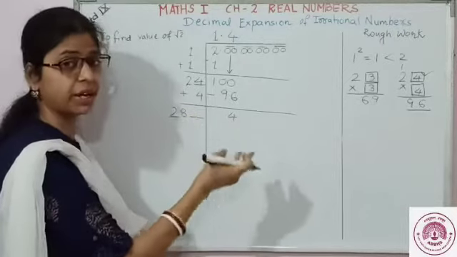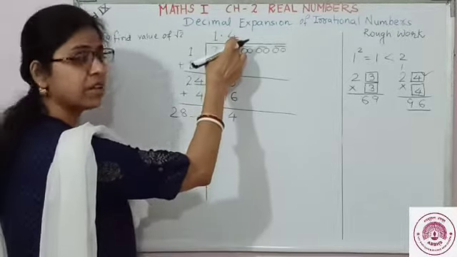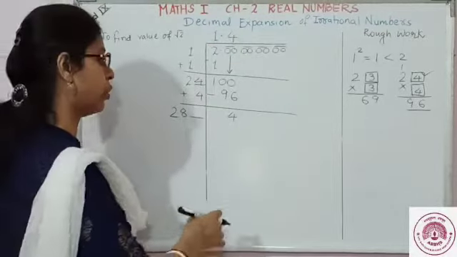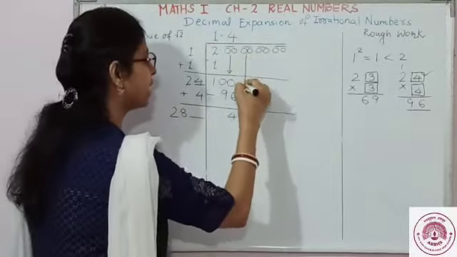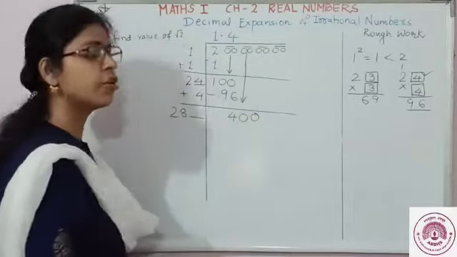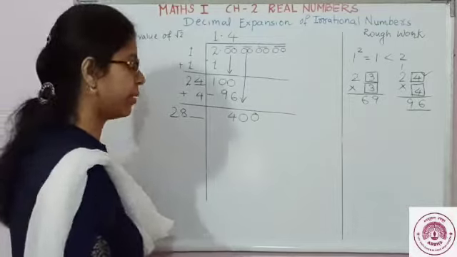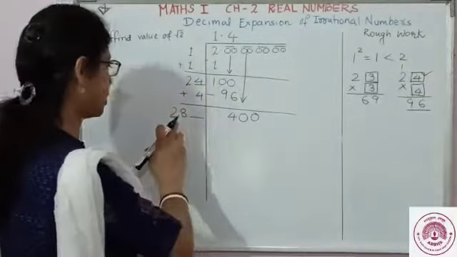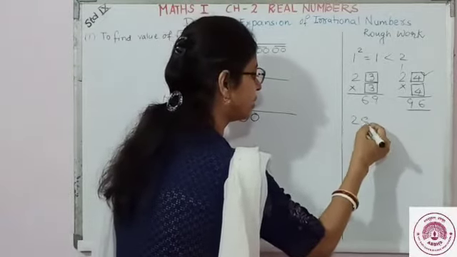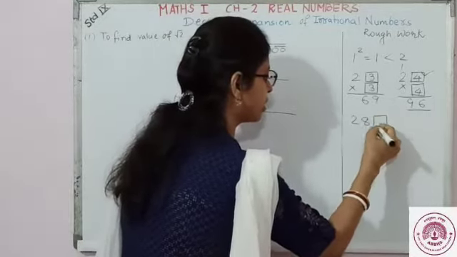Because we have to again find out the next digit. We have got till 1 decimal place and we are finding till 4 decimal places. Now bring down the next pair of 0. So here it is 400. Now look here. What is the number? 28. So 28. Now here I am again drawing a box.